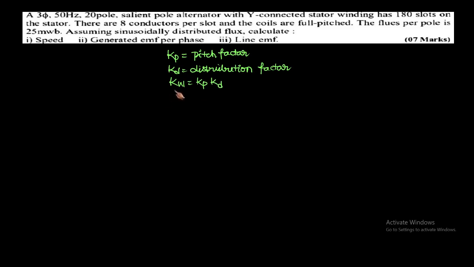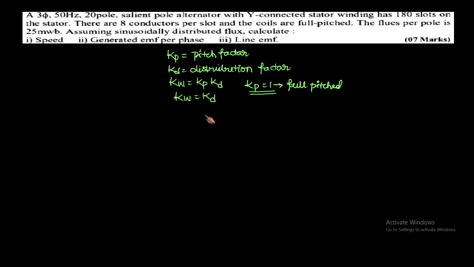We already discussed that in the EMF equation of the alternator, so you can see there we multiplied Kp and Kd. If it is a full pitched coil, you have to take Kp as 1, and then the Kw value will be exactly equal to Kd. In the syllabus it is not mentioned how you get Kp and Kd, so there is no need to take the derivations.